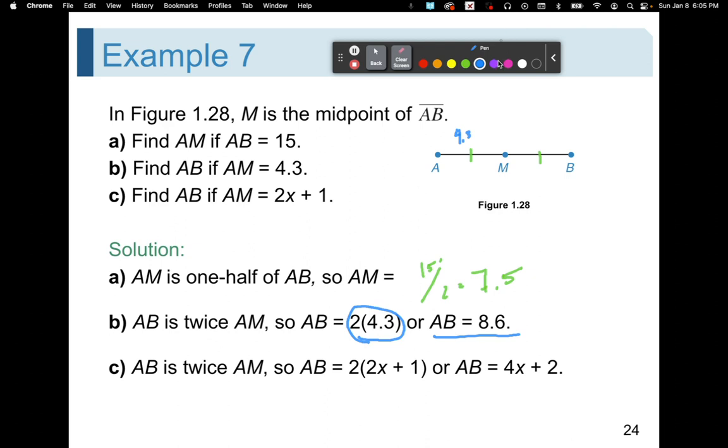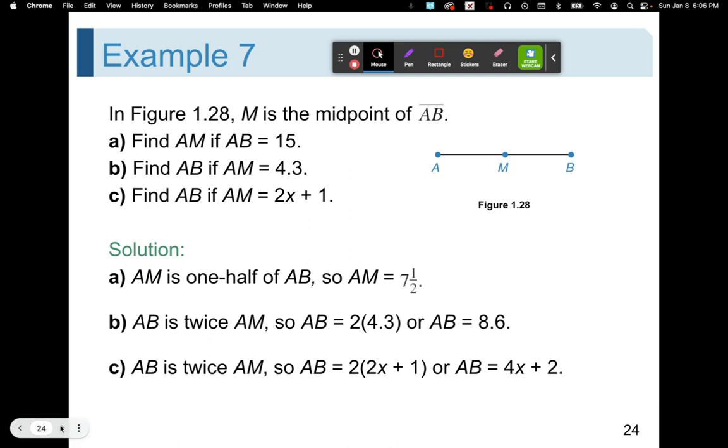We can similarly do this with algebraic expressions. For example, if we knew that the line segment AB is twice AM, and AM was 2x plus 1, and we wanted to find out how long AB was, then we could just take the AM and multiply it by 2, and that would tell us that AB would be that algebraic expression. So we can do this with whatever situations we want, whether it be with simple numbers, cutting it in half, applying the half and doubling it, or doing it with algebraic expressions.